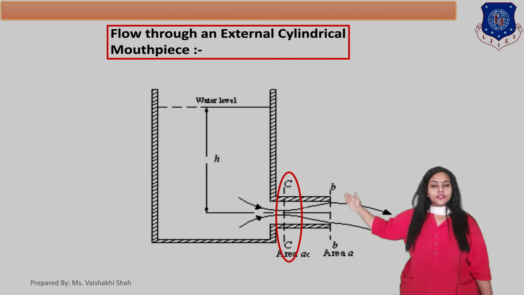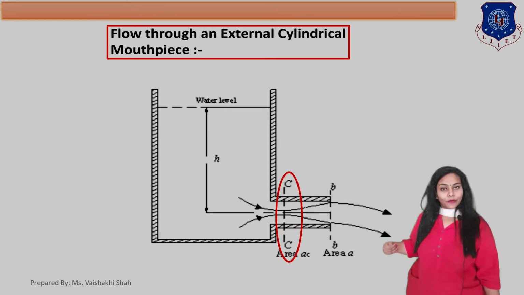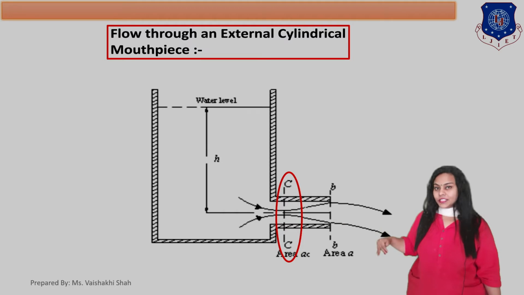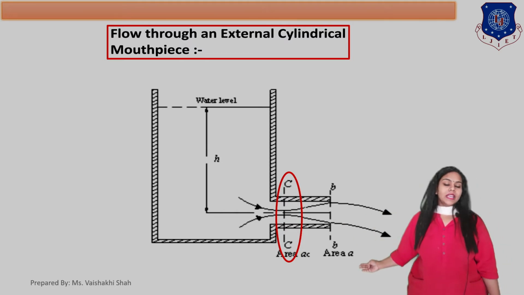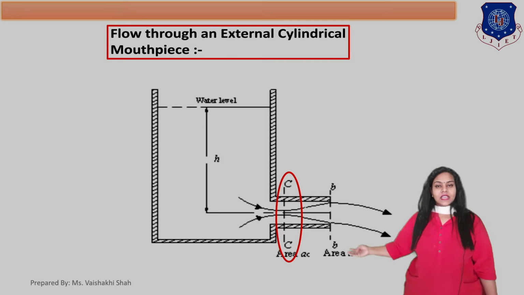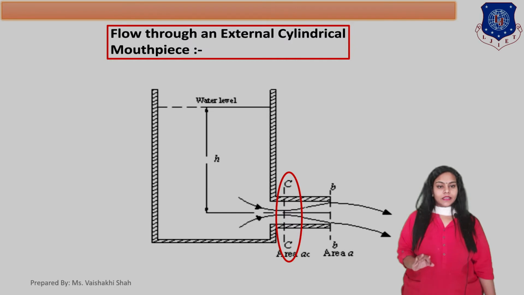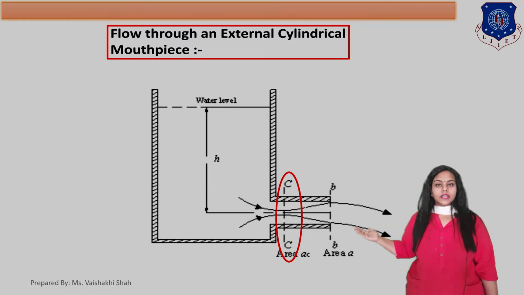Now, from section BB, the fluid comes out from the mouthpiece. The area of fluid at section B is small a. The area of fluid at section CC is AC. Clear? Okay. CC is called the vena contracta.